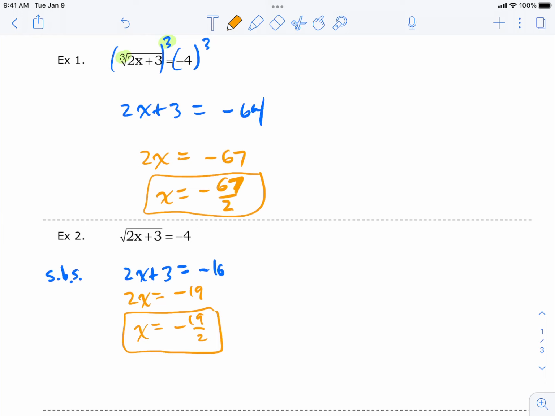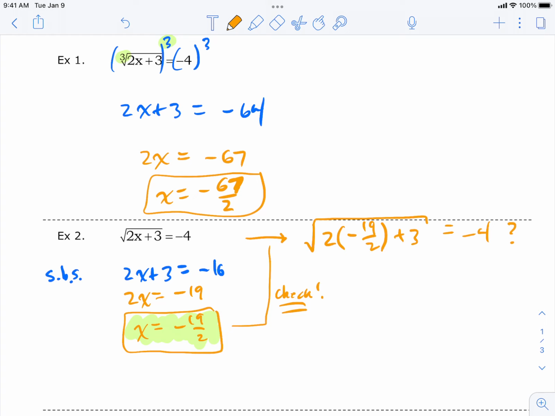Okay, wait, before you get too happy. How's that answer look? Does that look like it works? We want a solution to this equation, right? We want it to work in the original equation. Let's check. So I have a radical 2 times, and then we're saying that x is negative 19 halves. Okay, fine. And then I still get this plus 3 inside the radical. Does that equal negative 4?